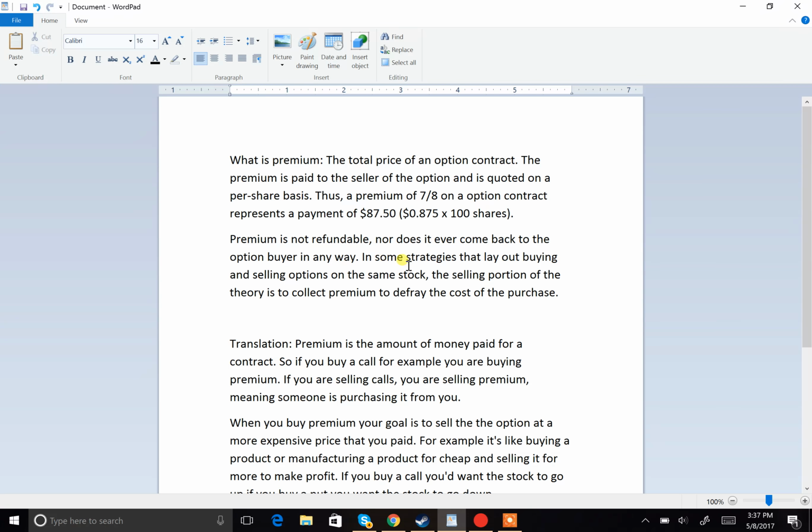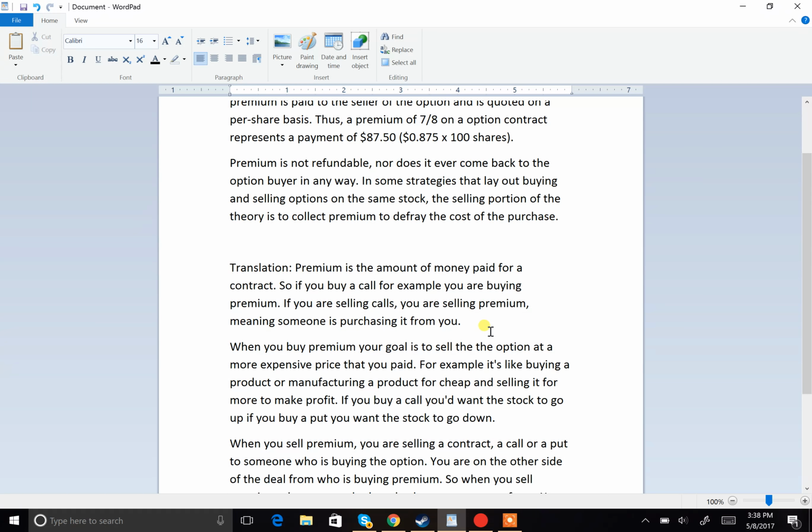So in some strategies that lay out buying and selling options on the same stock, the selling portion of the theory is to collect the premium to defray. That's just a long way of saying hedge it, basically. If you don't know if it's going to go up or down, you buy one of each side, and whichever side one will expire worthless and the other side you can profit on. So that's the technical term I found on TheStreet.com. I don't really necessarily like it at all. It's kind of confusing. It doesn't get to the heart of it.